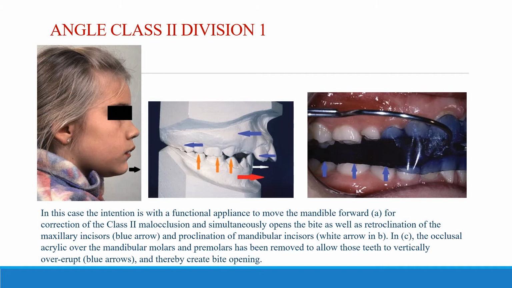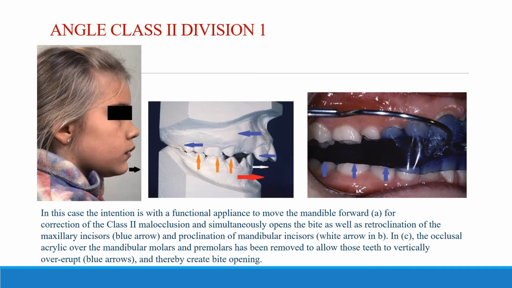Angle class 2 division 1 malocclusion. The typical patient with Angle class 2 division 1 occlusion often has an increased overjet, incomplete lip closure, deep bite, mandibular retrognathism, and convex profile.